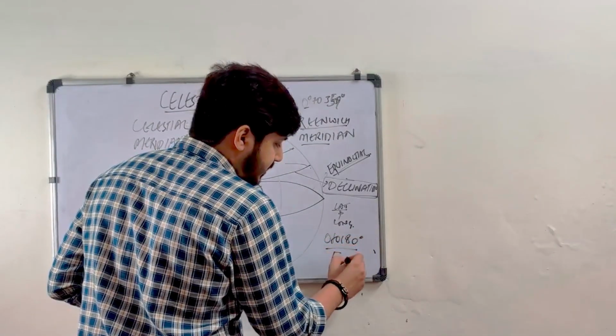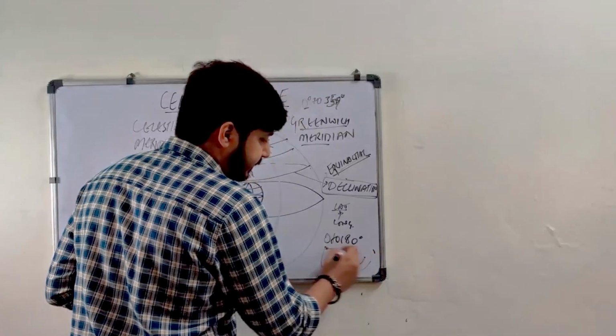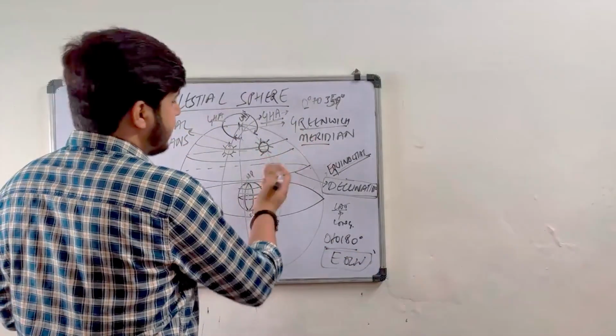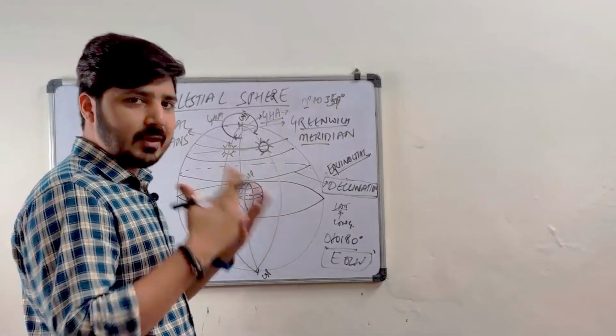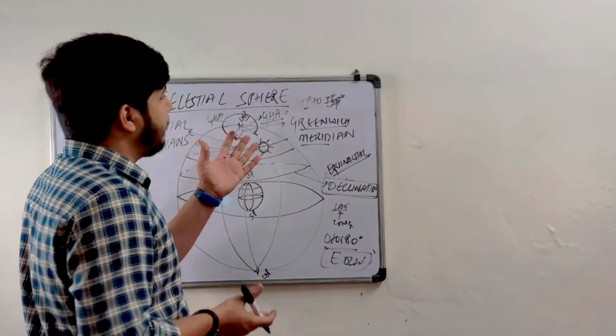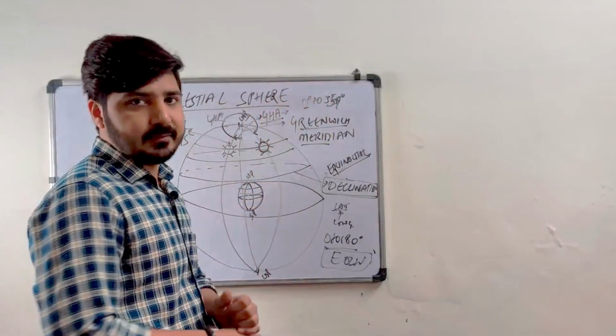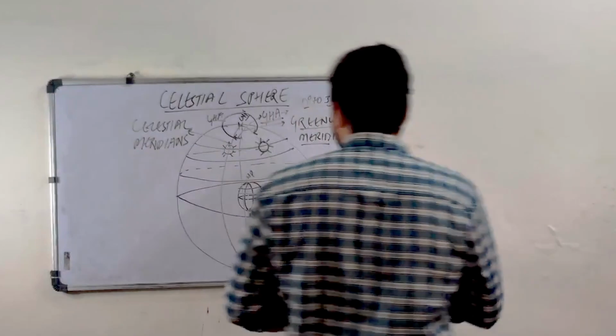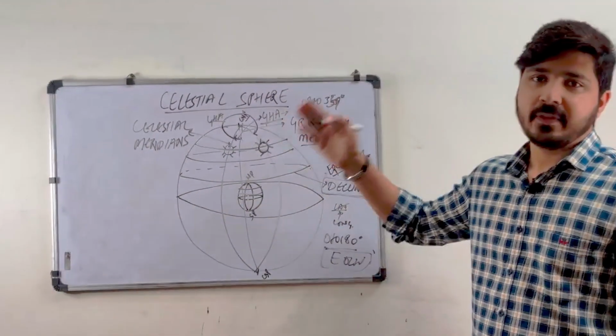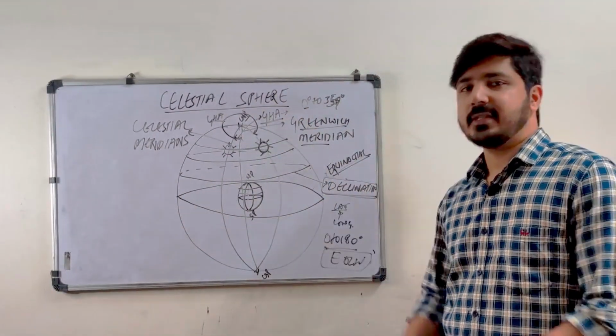They are either east or west. So half of them cover the east, half of them cover the west. So the total value will be 360 degrees. But here the value is from 0 to 359. Okay, so once you know the declination and the GHA of the body, you know where the body is. It's as simple as that.